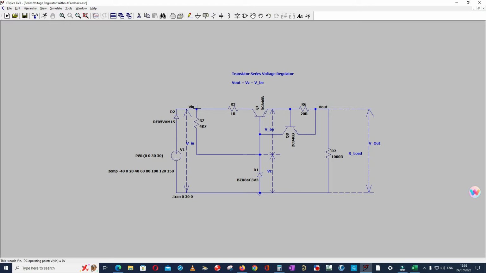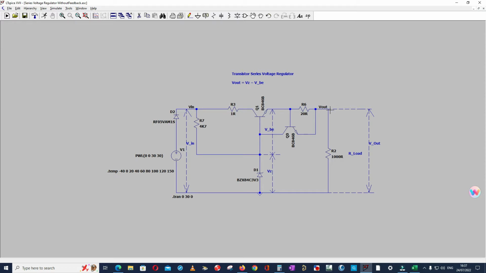As soon as you apply the input voltage V in, let's say you apply the linear voltage from 0 to 30 volt, then at some point... Here I used a 3.3 volt Zener diode. You can also use a bigger one as you wish. So this 3.3 volt minus 0.6 or 0.7 volt for the base emitter of Q1, which means 3.3 minus 0.6.